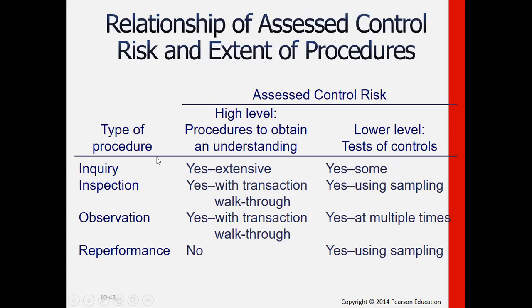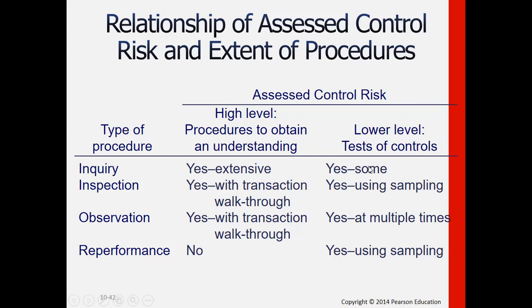So type of procedure, for example, is inquiry. The assessed control risk is high level. Procedures to obtain, by the way, an understanding of control, so that would be extensive. Inquiry has to be extensive since the control risk, meaning to say the risk that the internal controls of the company cannot detect material misstatements. If lower level, the test of controls would be some.